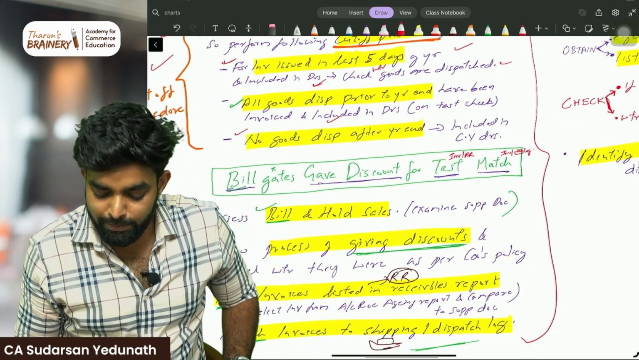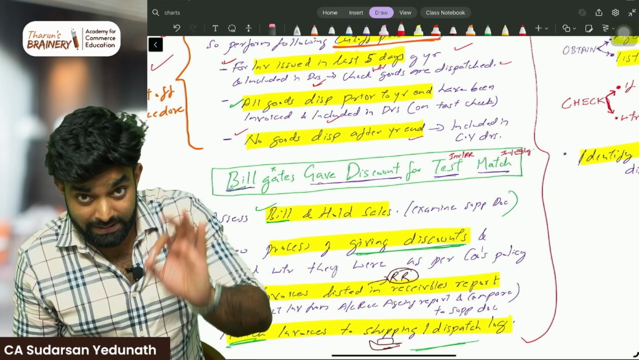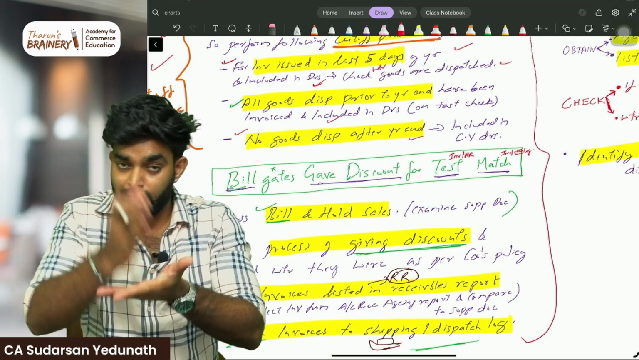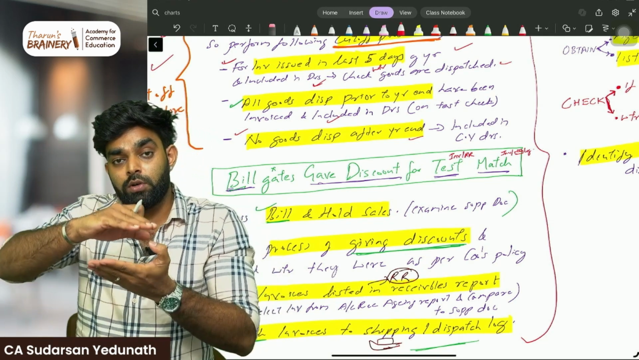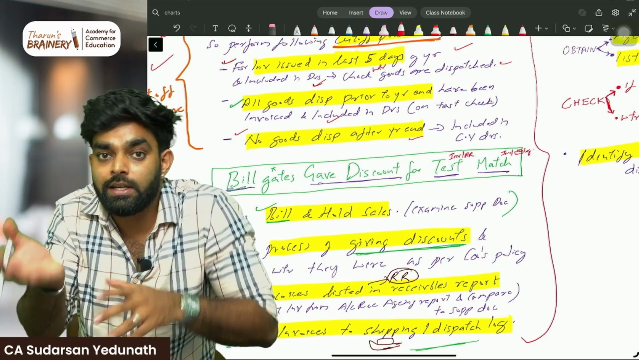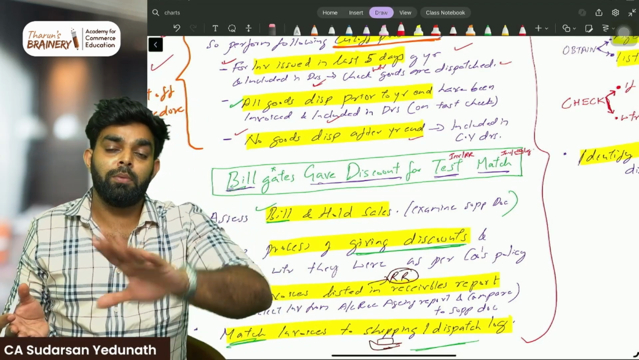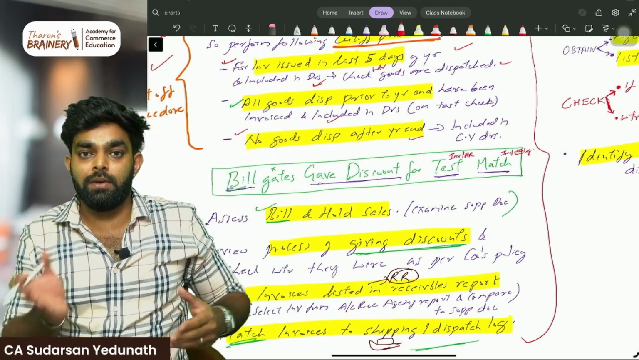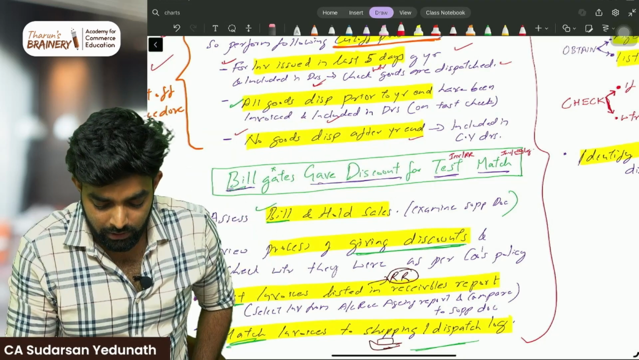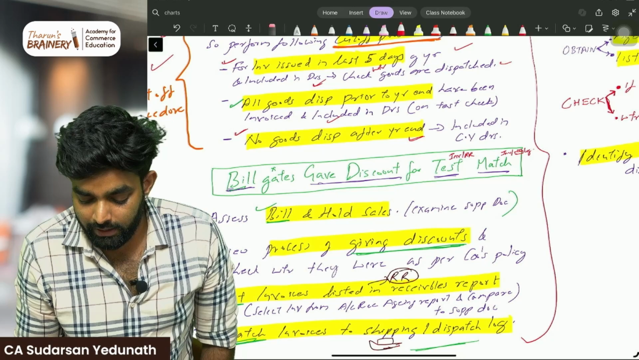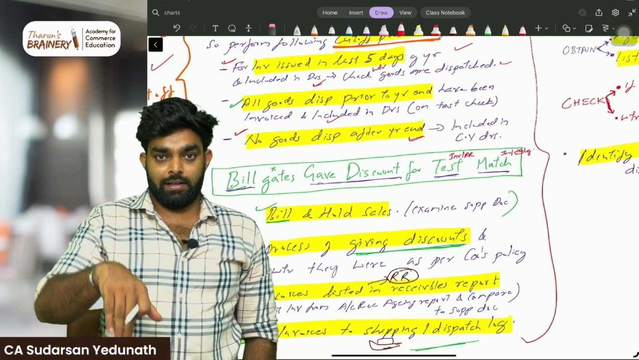Then, no goods should be dispatched after the year end. That is, 31/3 is the year end. No goods dispatched after the year end should be included in the current year. That means goods dispatched in April should not be included in the previous year, right? So you have to check that. No goods dispatched after the year end is included in the current year debtors.